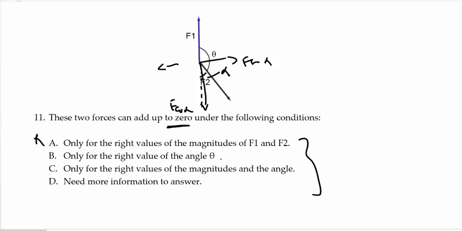Only the right values for the angle theta, this is a possibility. Only the right values for the magnitudes and the angle, no. We need more information. So the only reason it can be true is for theta to be what? 180 degrees. And therefore, the answer should be what? B. So we are dealing with only the right value for what?